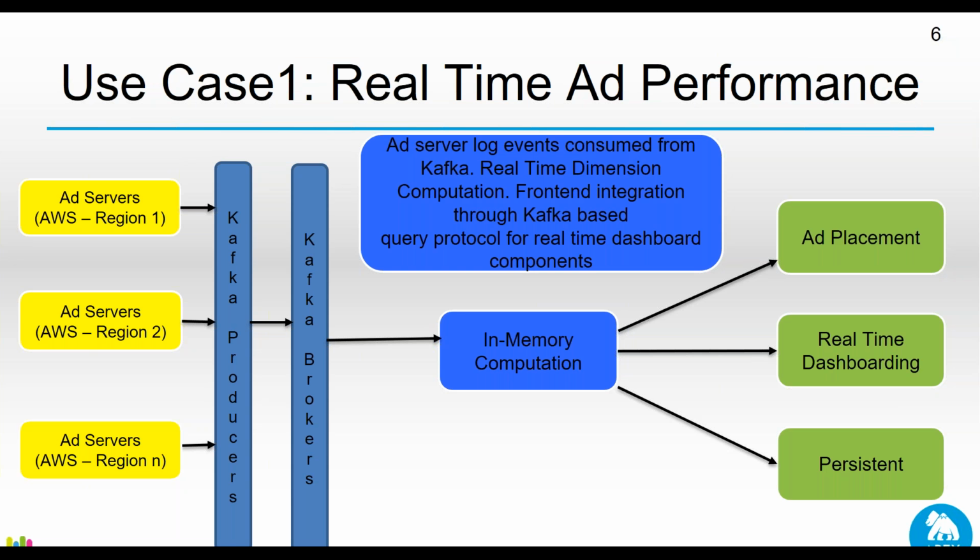So in one of the use cases that we have come across, one of our clients was reading ad logs. So log events were basically consumed via Kafka from different regions. They were on AWS, where they had different servers publishing all of these log events.